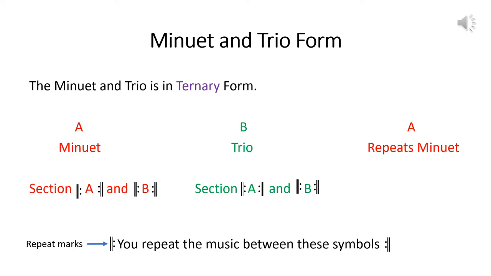Each of the sections is broken down into smaller sections, like a little binary form piece, so a piece with 2 contrasting sections. Section A for the minuet is 8 bars long and is repeated, and it moves on to section B, which is also 8 bars long, and then it's repeated, and that makes up the minuet or our A section. We move on to the trio, which is also like a little binary piece in itself. We hear section A, which is repeated, and then section B, a contrasting section, which is also then repeated. Finally, we hear the minuet that we heard at the beginning of the piece to finish the piece off.